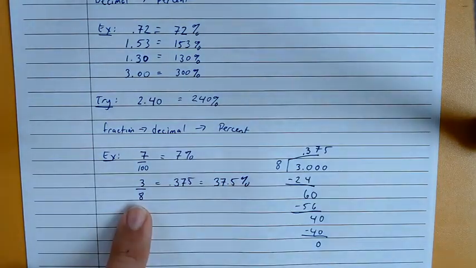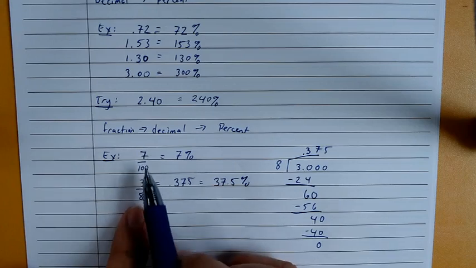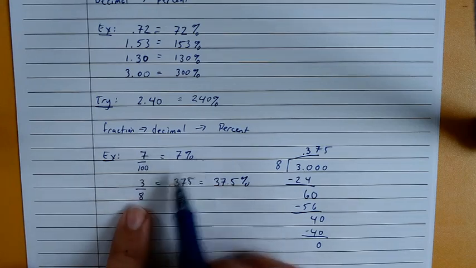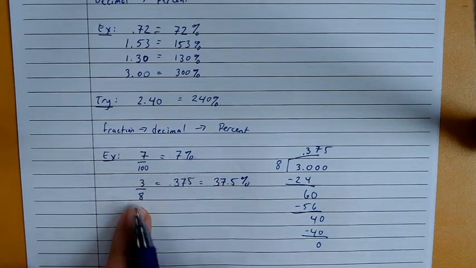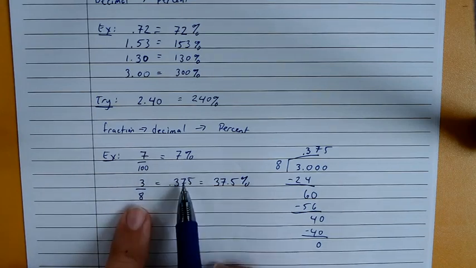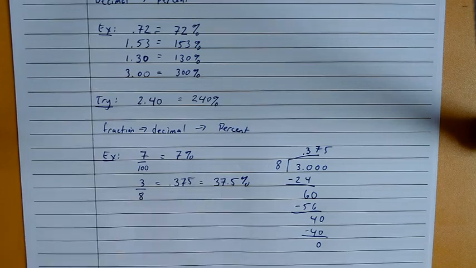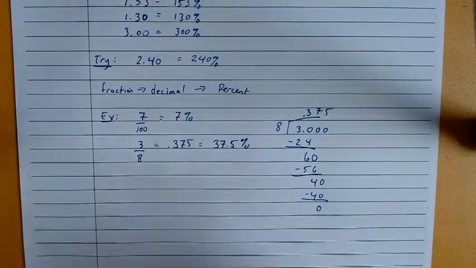37.5%. If your fraction already is over 100, well then, you're done. 7 over 100 is 7%. Otherwise, the simplest thing to do is convert to a decimal, and then that decimal is easy to turn into a percent. Right, let's see that one more time.